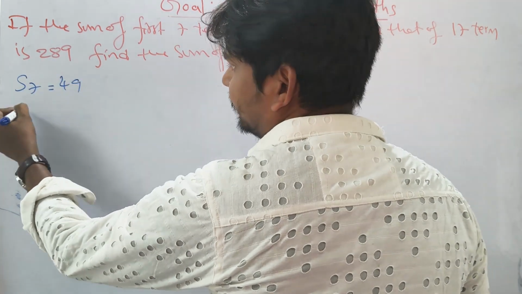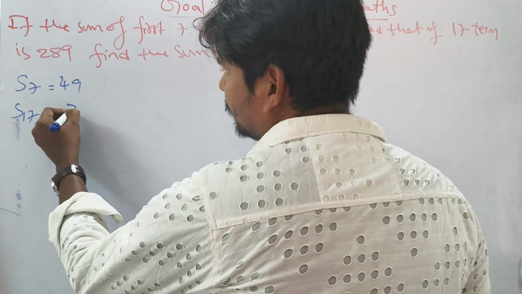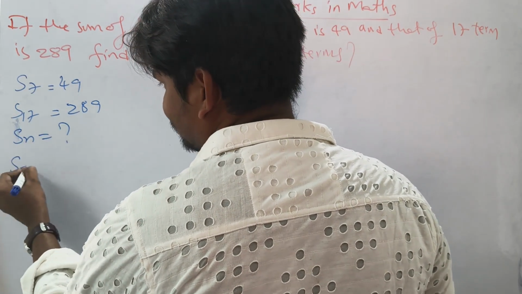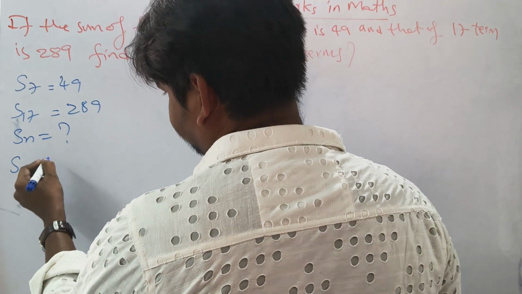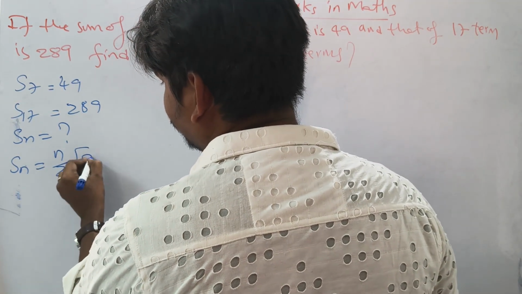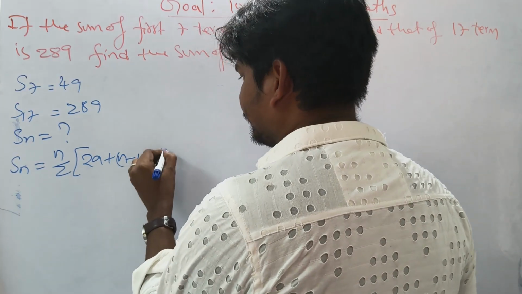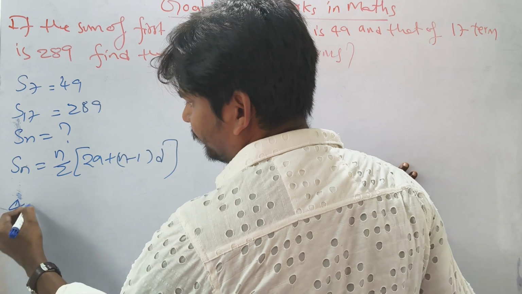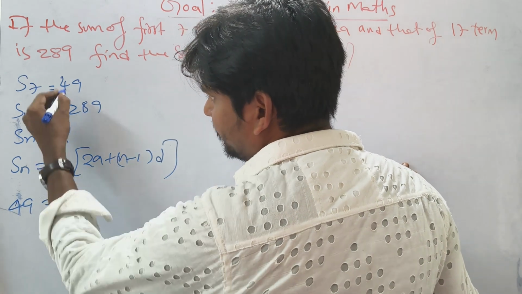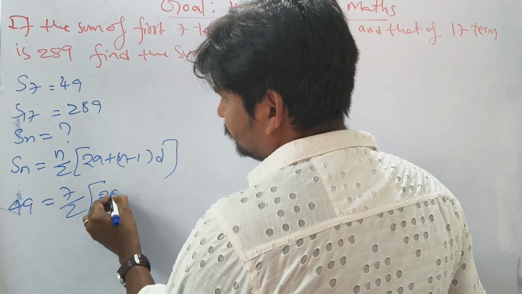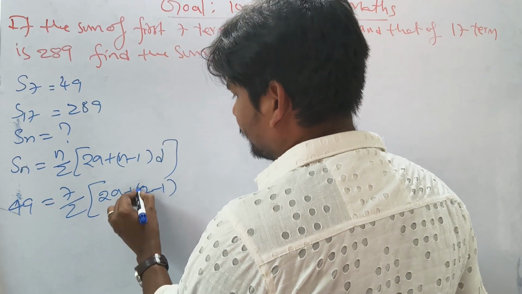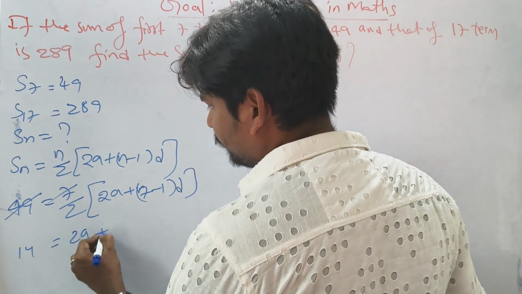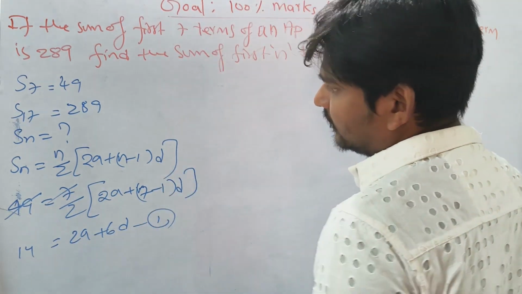So by using that, what is the given information? S7 is 49. S17, the sum of the first 17 terms, is 289. We have to find Sn. We already know Sn is equal to n by 2 into 2a plus n minus 1 into d. First take the sum of 7 terms, already given. Substitute 49, where n is equal to 7, because the sum of the first 7 terms is given: 2a plus 7 minus 1 into d. From this the 7 gets cancelled and you get 14 is equal to 2a plus 6d. This is equation 1. Clear, all of you?